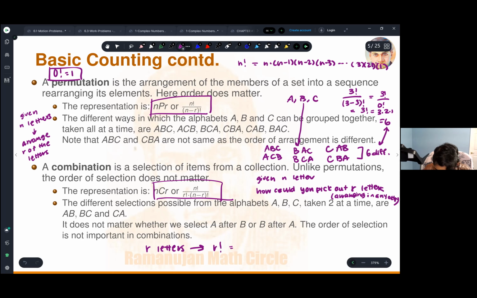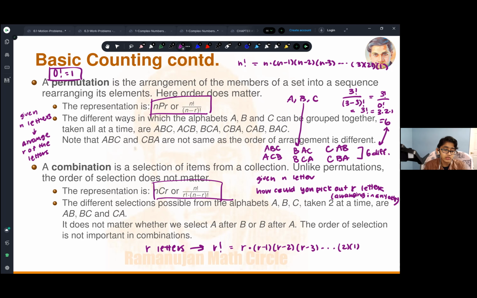Because our first letter can be r possibilities, and once you take out 1, there are r minus 1 left, then there are r minus 2 left, so on and so forth, till 2 times 1. So there are r factorial ways. And since order doesn't matter, the way you can remember this is you always have to divide out by r factorial, because we don't want to account for arranging. We want a smaller number.